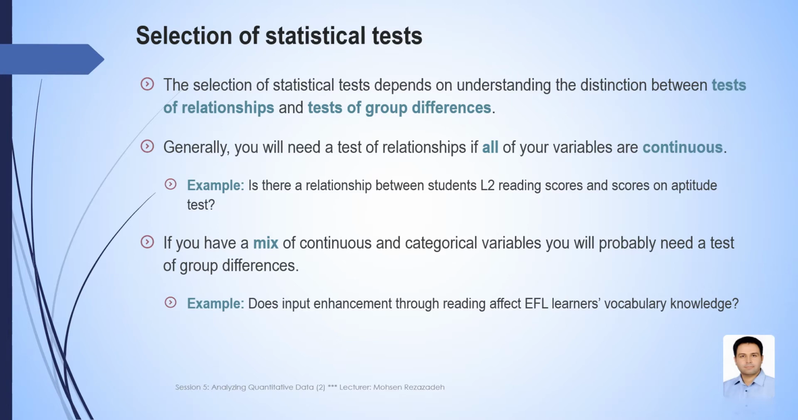So here we have a mix of continuous variable, which is vocabulary knowledge, and a categorical variable, which is input enhancement. Tests of group differences include t-test, analysis of variance, or ANOVA, MANOVA, ANCOVA, chi-square test. These are tests of group differences.